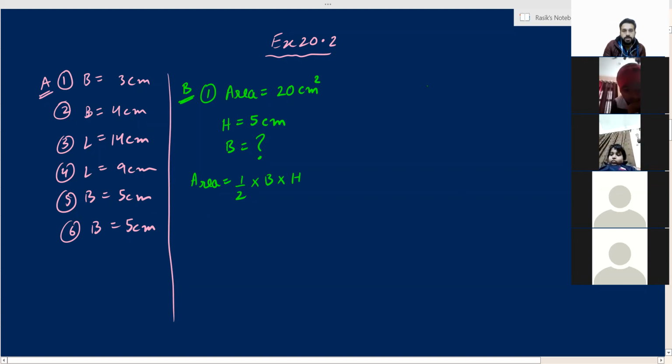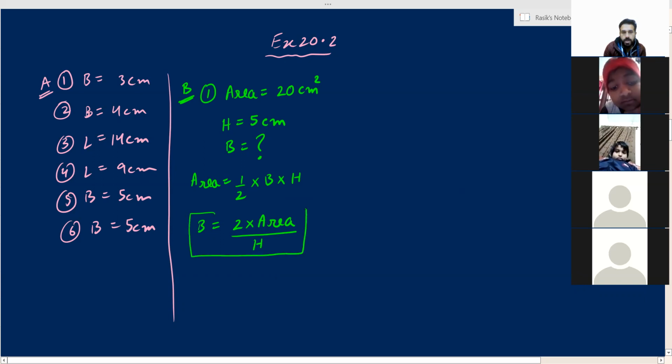Here we have to find base. Now to find base, you will use this formula. This 2 is in division. So when it goes to the LHS, it will go in multiplication: 2 into area. And the height was in multiplication, so height will go in division. And 1 multiplied by anything is equal to the number itself, so there is no use of writing this 1. So we will use this formula: base equals 2 into area upon height.